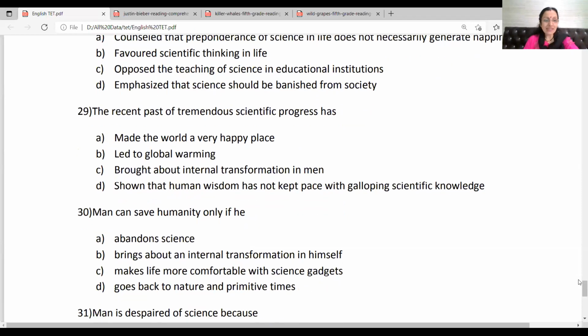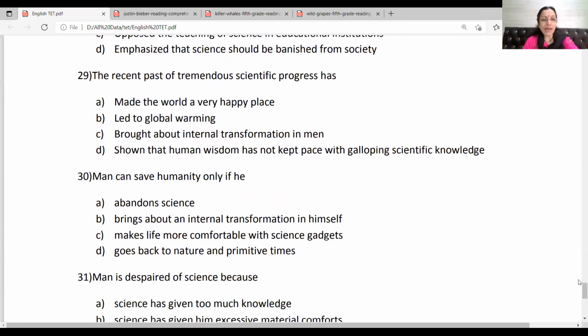Okay, look at the next one. Man can save humanity only if he abandons science, or brings about an internal transformation, makes life more calm, goes back to nature and primitive time. B. All agree B. Brings about an internal transformation in himself.